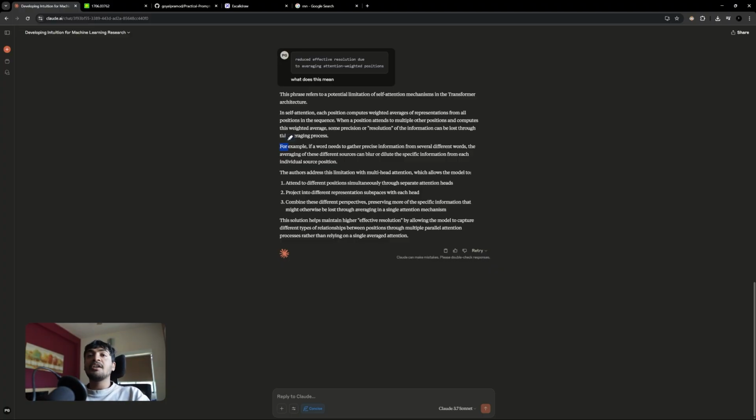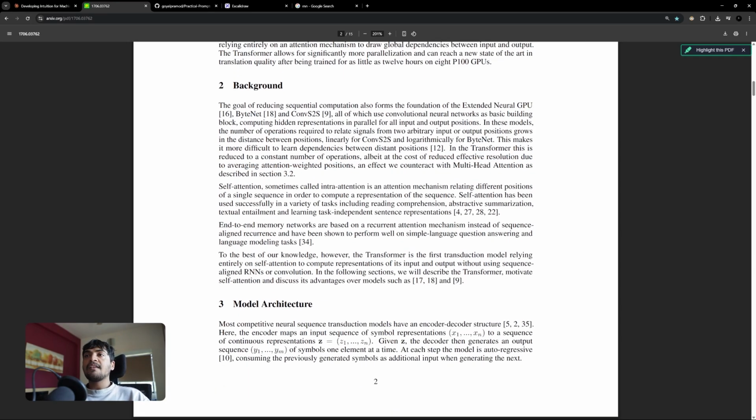Moving forward, self-attention, sometimes called intra-attention, is an attention mechanism relating different positions of a single sequence in order to compute a representation of the sequence. Oh my god. So, yeah, the jargon does not get easier. But it is basically trying to say self-attention is a way in which we can find the relation of different words, or tokens to be more precise, to each other. That's it.